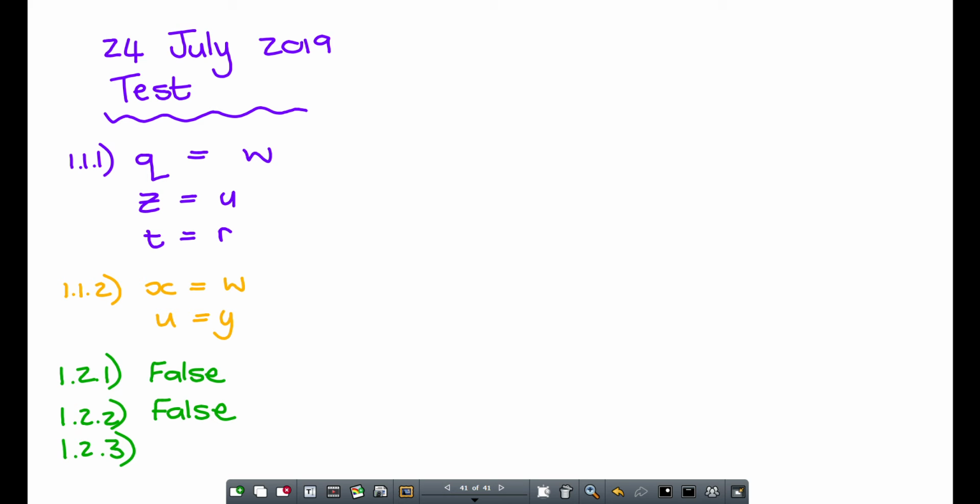Good. Okay, now at 1.2.3, they're saying that X plus Z is equal to 180 degrees because they are co-interior angles. And AB is parallel to CD. Could that be true? Yes, good. They are in a U. Then the last one there, 1.2.4. Q is equal to X because they are alternate angles, which means it makes a Z. And AB is parallel to CD. Is that true? Yes, good.